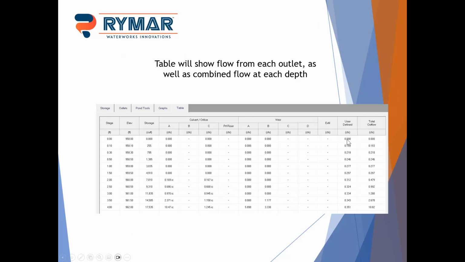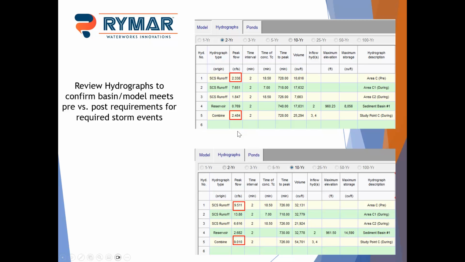And again, if you look at your table of outflows, up to 1.5 feet of depth, the user-defined flow is equal to your total outflow, and then above that your other structures kick in, so you know that Hydraflow is calculating it correctly. So in this case, when we finished running this, our 2-year storm pre-development was 2.33 CFS. Our post-development storm was 2.48, so we had a 0.15 increase, which we were allowed to go with for that slight of an increase. And then our 10-year storm, pre was 9.5, post was 9.